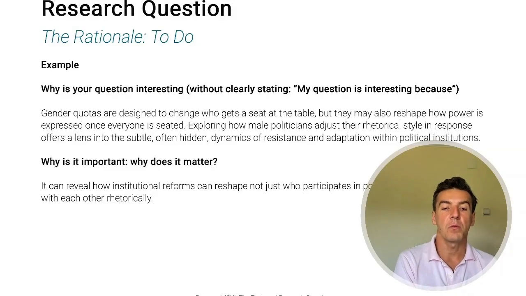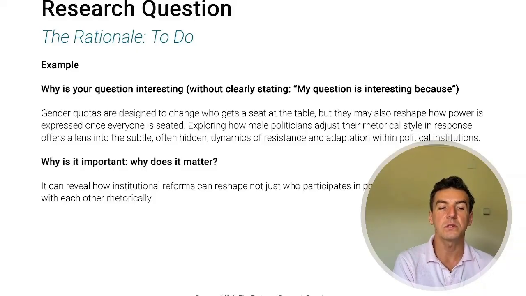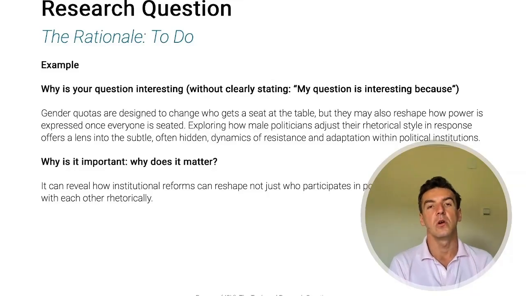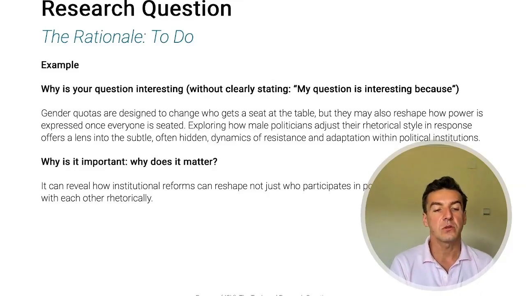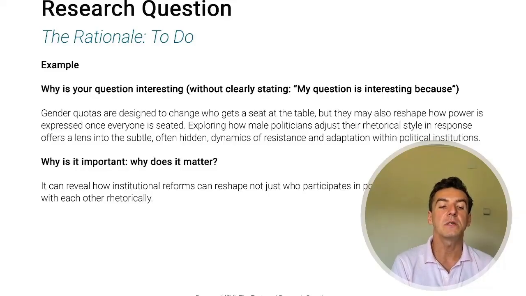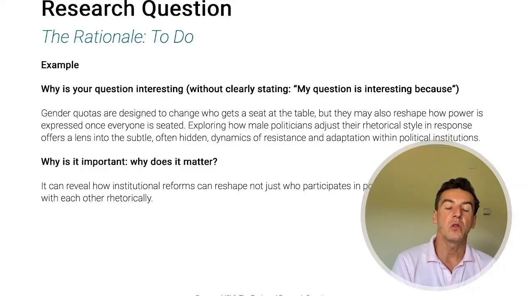So exploring how male politicians adjust their rhetorical style in response offers a lens into the subtle, often hidden dynamics of resistance and adaptation within political institutions. Okay, and an example of an answer to the question of why this is important: it can reveal how institutional reforms can shape not just who participates in politics, but also how they engage with each other in a rhetorical manner.